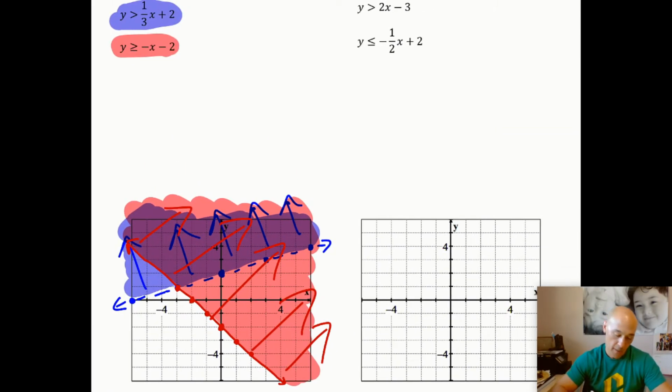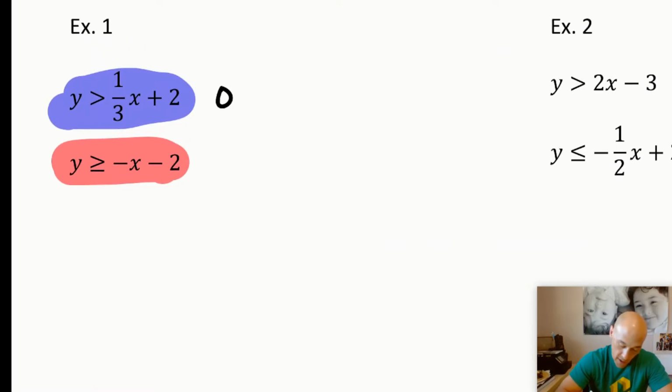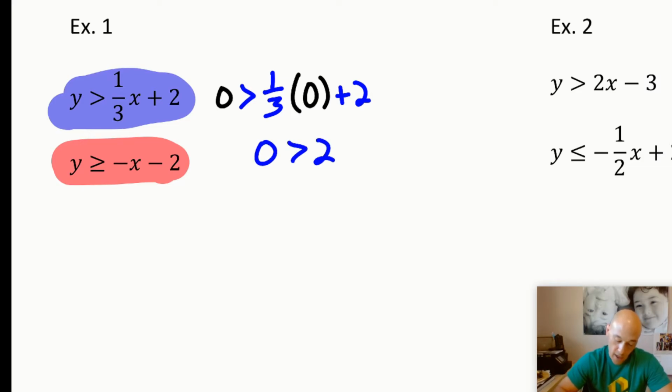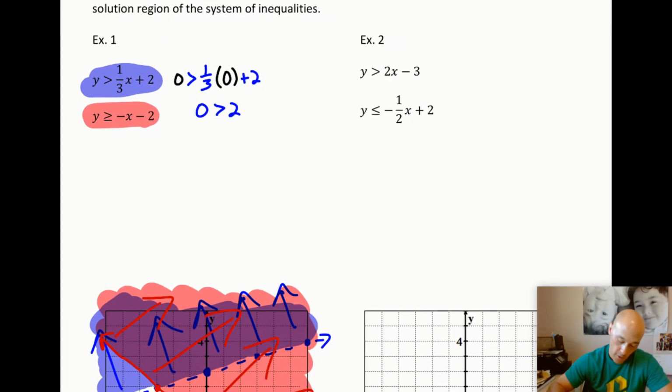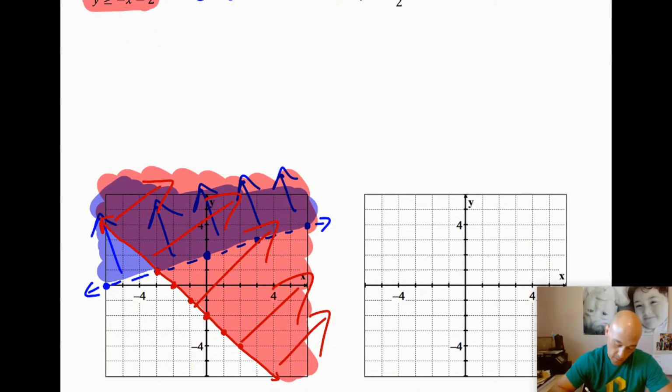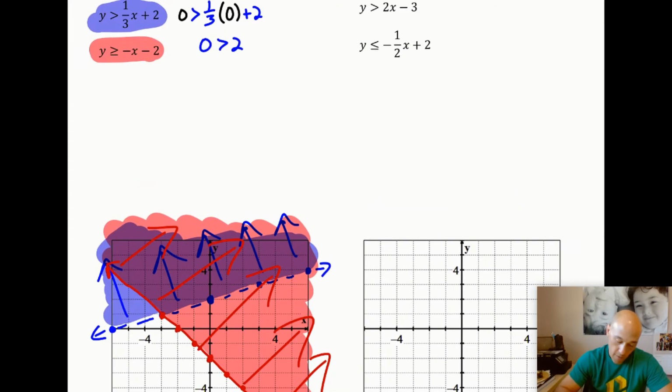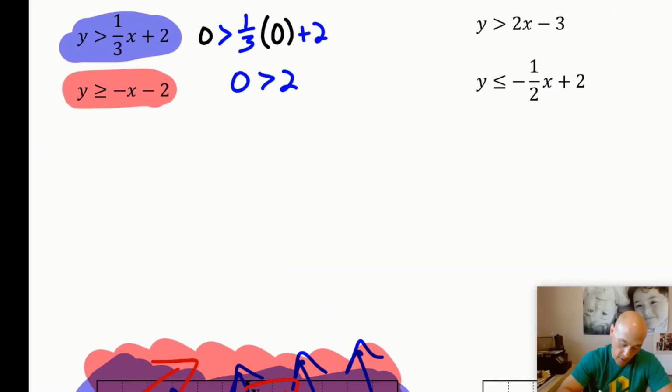Now, we can check points. For instance, I can check the point 0, 0 in both of those equations. 0 is greater than 1/3 times 0 plus 2. This becomes 0 is greater than 2. And that is not true for the blue inequality. So 0, 0 is not true for the blue.